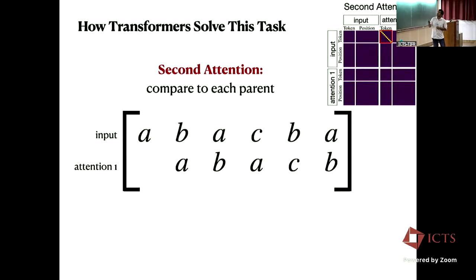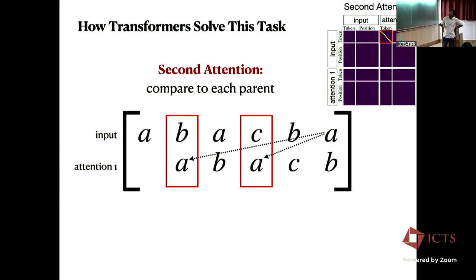Now going to the second attention, it needs to do this comparison and match wherever the parent has occurred before and to do counting. So how does it do this? Let's say you are at this position, right? Your token is A. Now I look wherever A has been a parent in the past. So these are the positions where A has been a parent, correct? Because A was a parent here and A was a parent here. So these are the positions where A had been a parent.